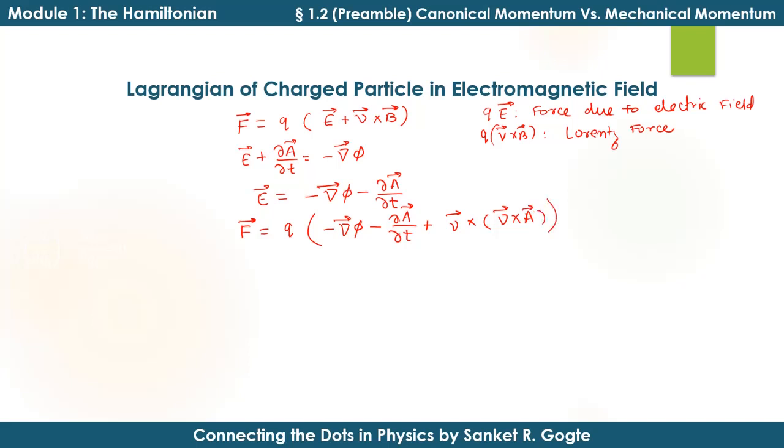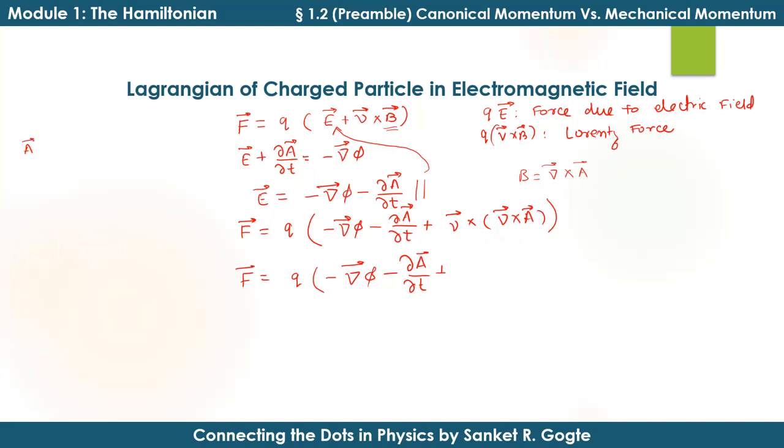All I have done is use this E and put it back here, and similarly for this second term B I have written it as del cross A, where A is the vector potential, magnetic potential, and this equation then becomes F is equal to Q into minus del of phi minus dou A by dou T plus, now I have to find out this cross product.